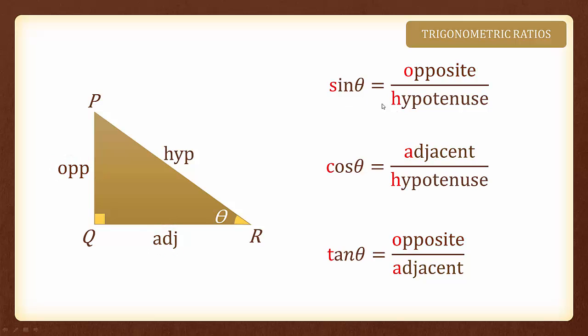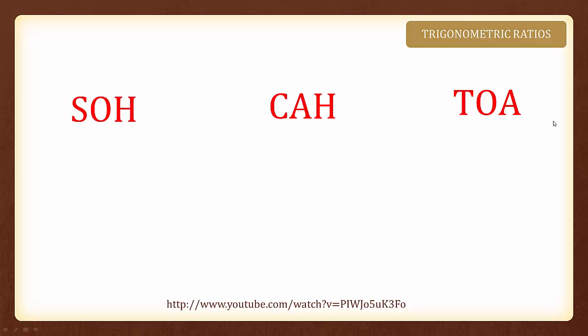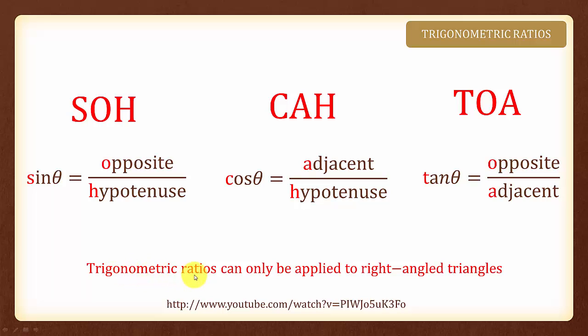In order to help us remember the trigonometric ratios, we can look at the first letters here, and we come up with the acronym SOH, CAH, TOA. SOH is sine theta equals opposite over hypotenuse. CAH is cosine theta equals adjacent over hypotenuse. And TOA is tangent theta equals opposite over adjacent. As a reminder, trigonometric ratios can only be applied to right-angled triangles.